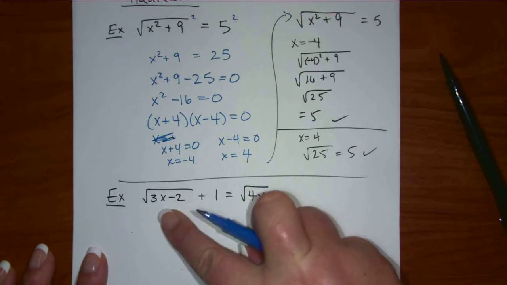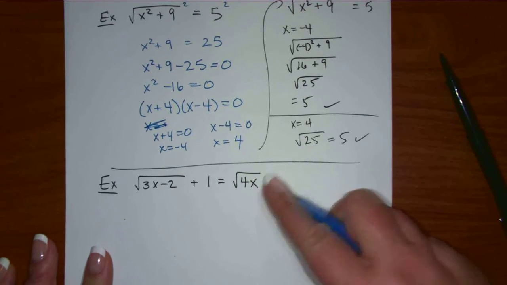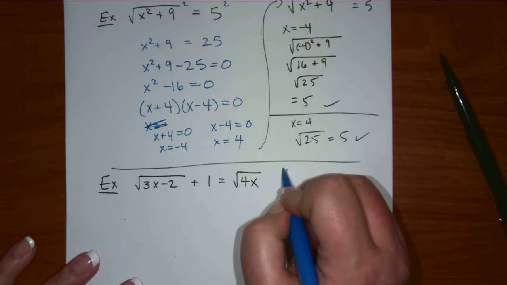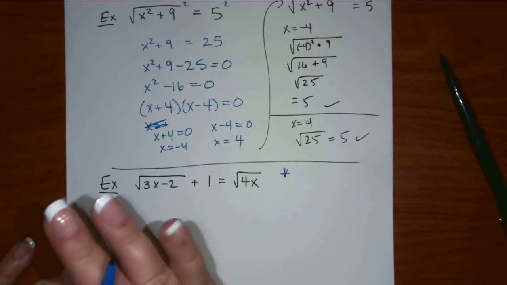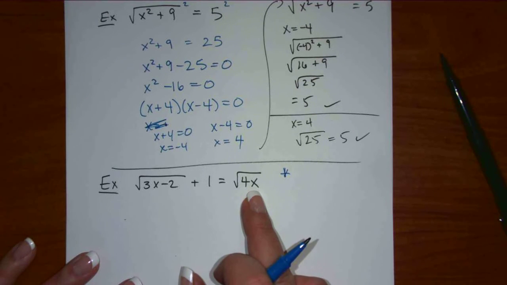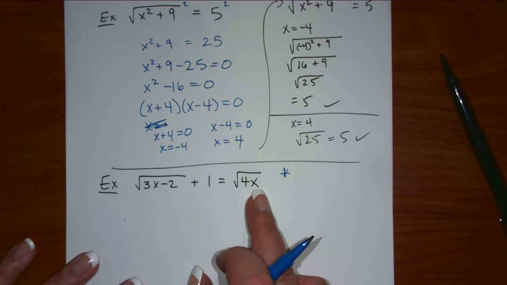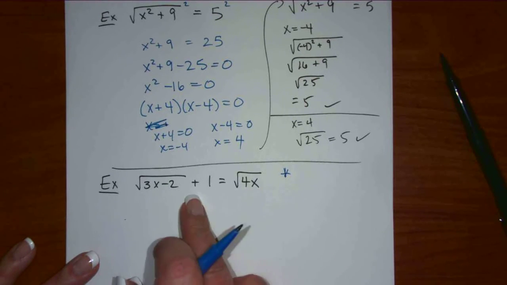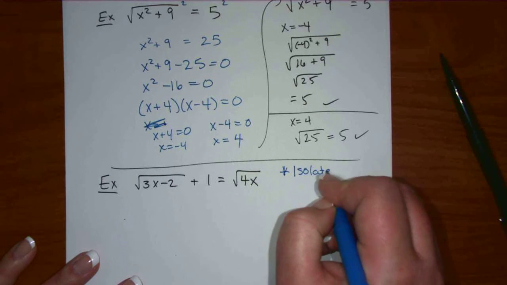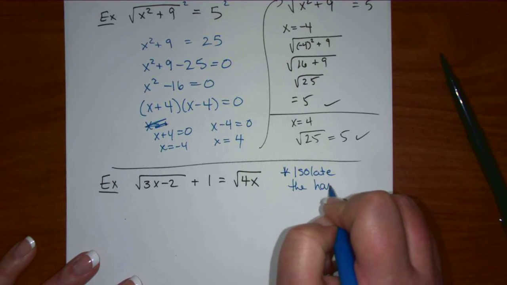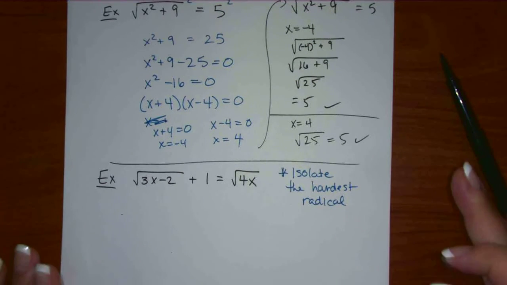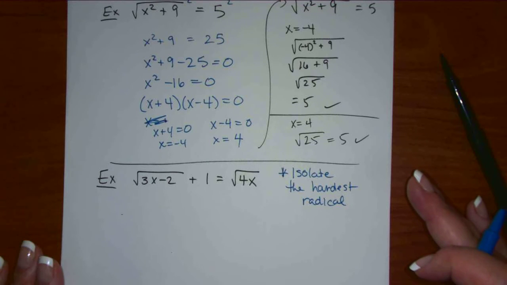What you want to do, your first step, is to isolate the hardest radical. Okay, so I'm going to write that down. Which one do you think is the hardest radical? Yeah, the one with the bigger numbers or more terms under it. If they both look about the same, it doesn't really matter, but it's less work if you can figure out which one is the harder one or the bigger one. So I'm going to say isolate the hardest radical. What does isolate mean? Get it on one side by itself.